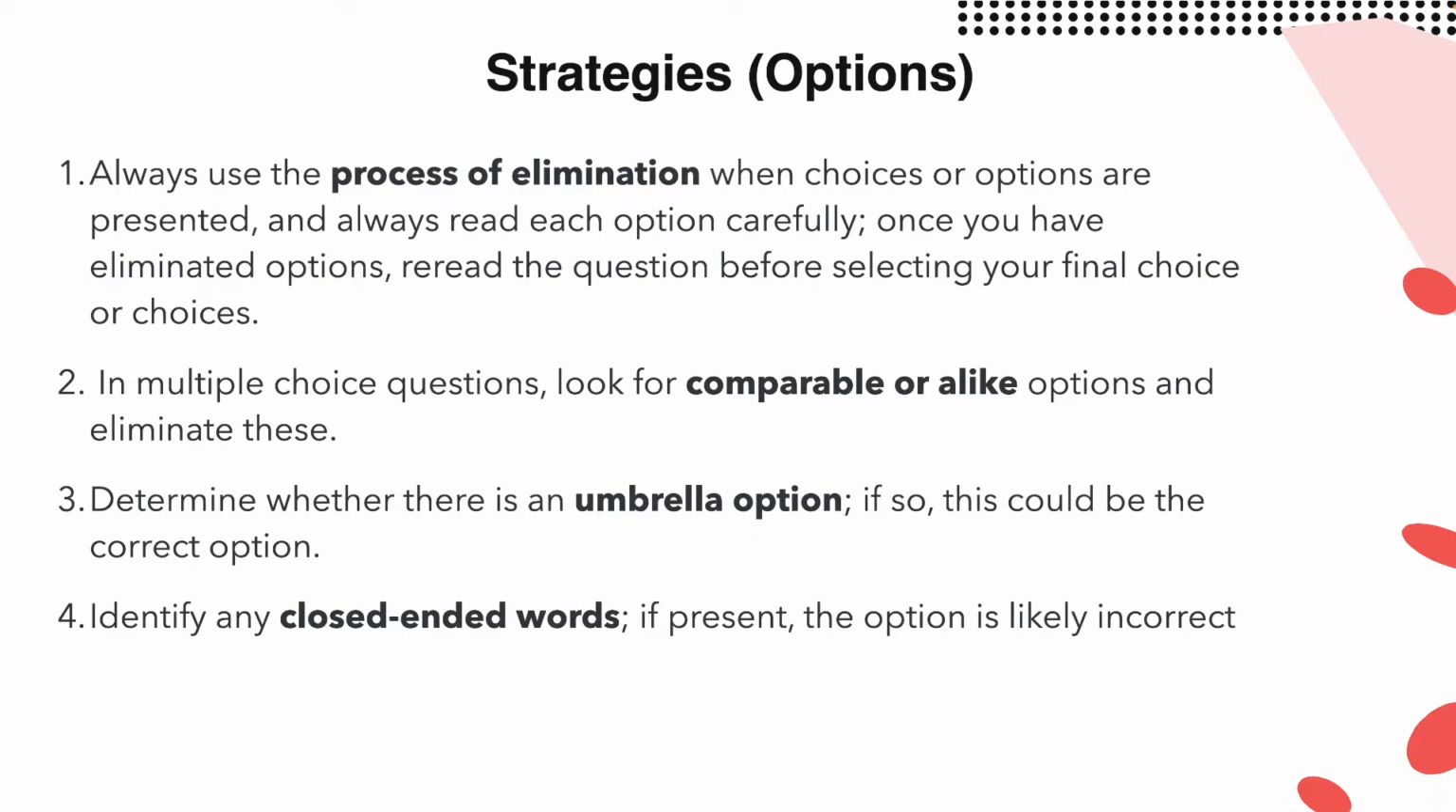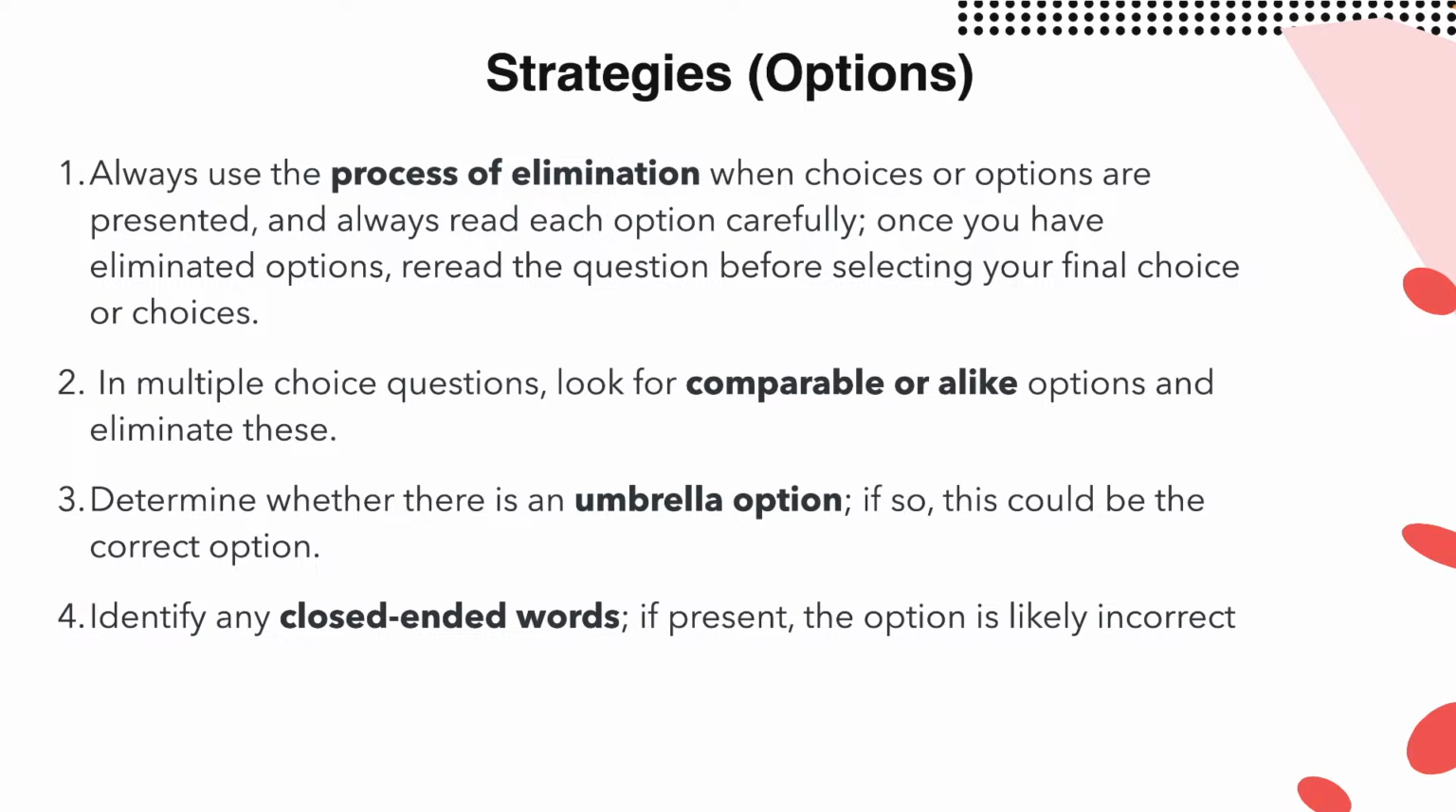Always use the process of elimination. I don't need to tell you guys this, but I have to mention it for completeness' sake. Always read each option carefully. Once you have eliminated options, reread the question before selecting your final choice or choices. In multiple choice questions, make sure that you look for comparable or alike options and eliminate them. This is a strategy that you can use for your exam. If they are comparable or alike, eliminate them.